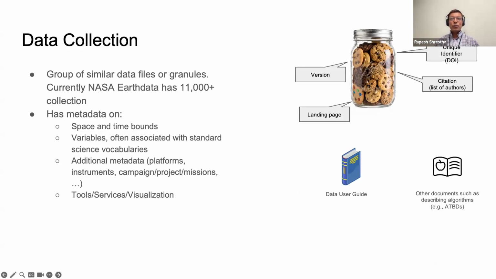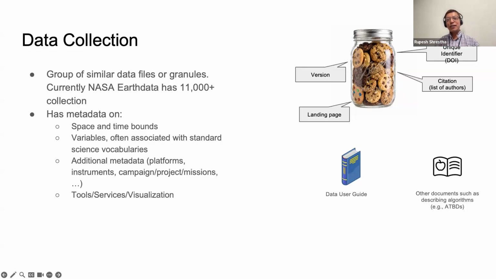So the first type: metadata is about the data itself. The data is also called a data collection in NASA's terms. NASA Earth Data usually likes to put similarly collected data files with similar variables into one collection. I have shown a jar full of cookies to represent one data set. There might sometimes be different kinds of cookies, but there are usually similar cookies in one jar. And so the jar is a data set.